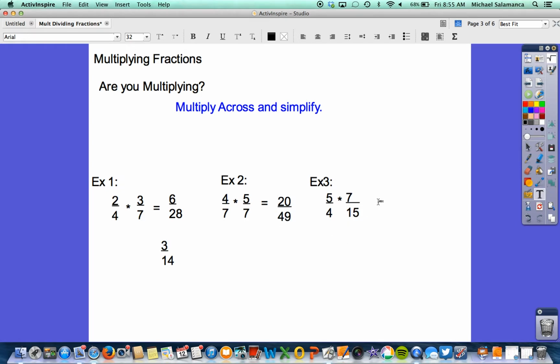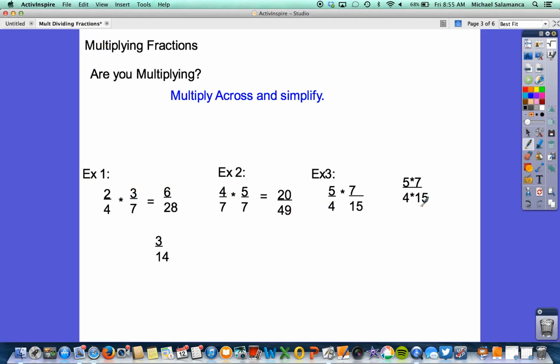In example 3, we have 5/4 times 7/15, and that gives us, well, before we do all that multiplication, let's notice one very important thing. We can multiply across, so we're going to write it as such. And before we start doing this complex multiplication, what we are going to do is cancel a few things out.